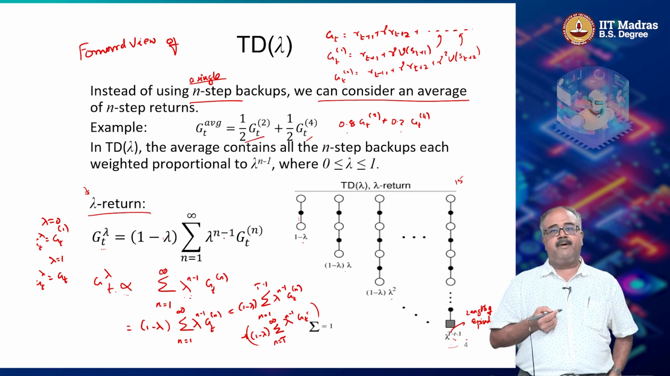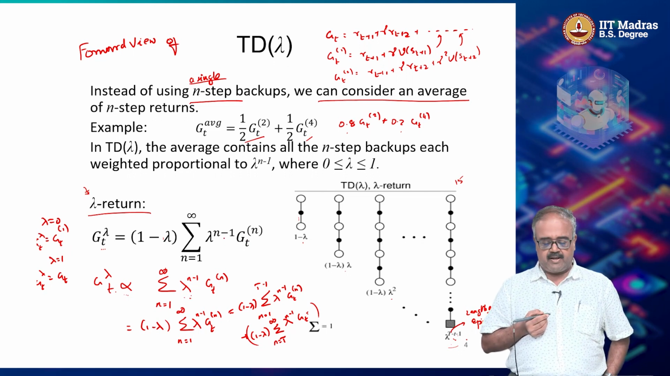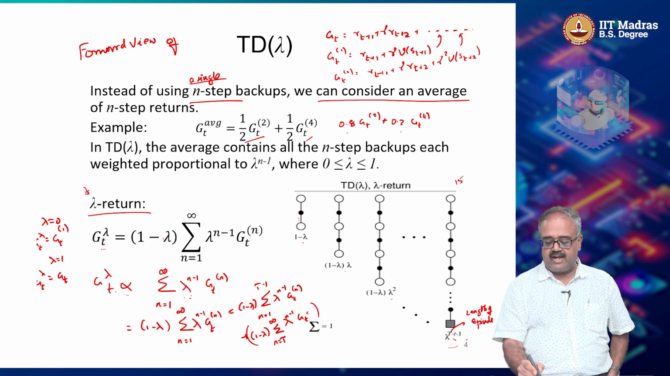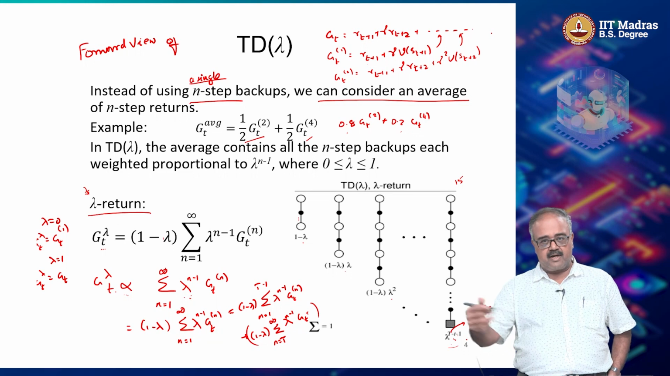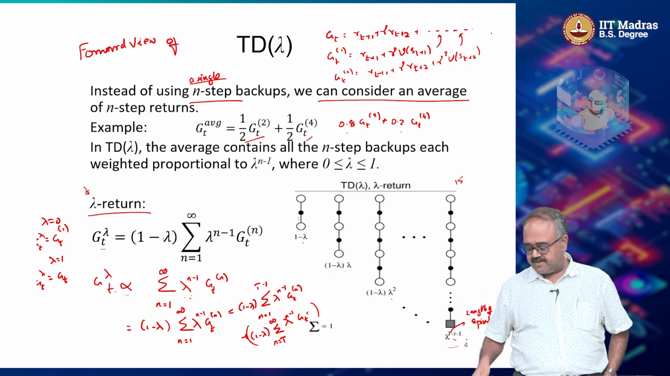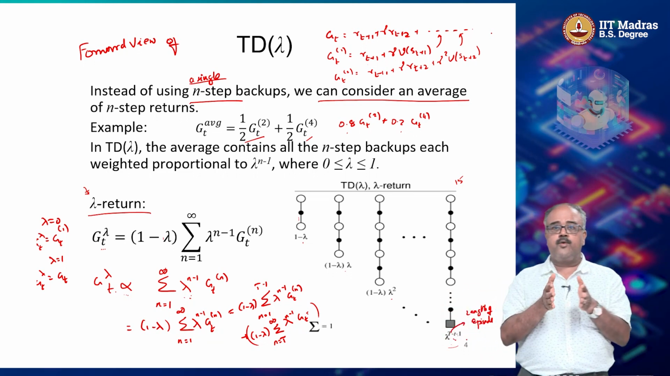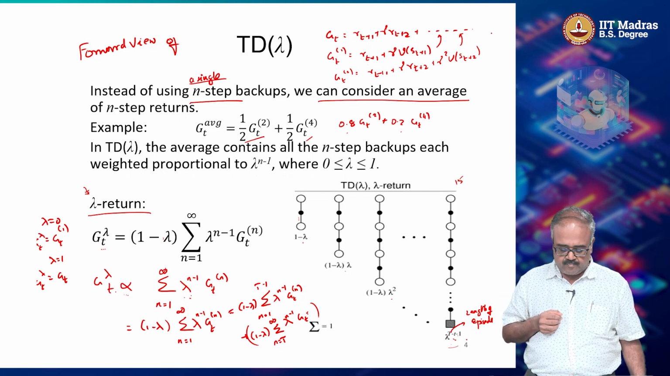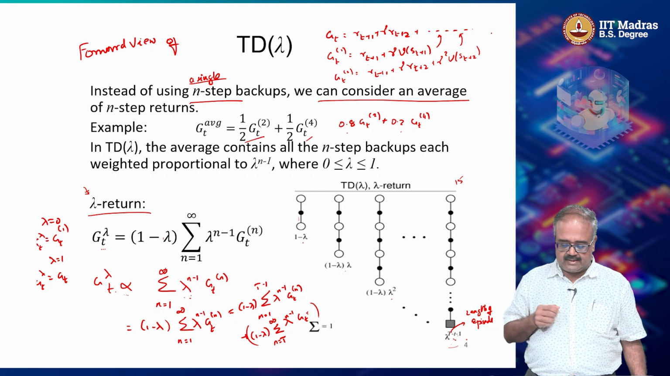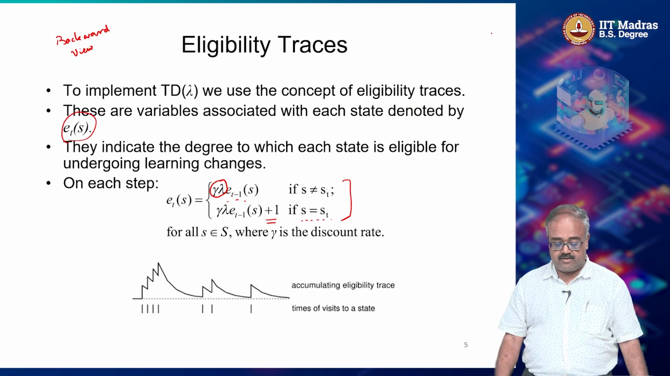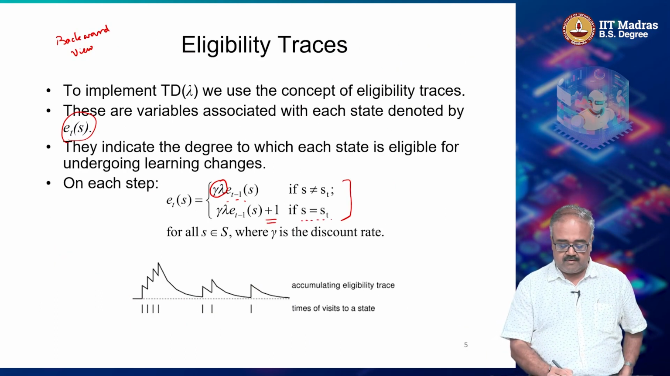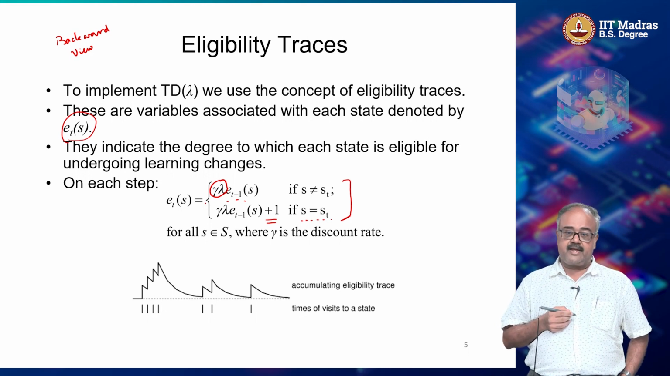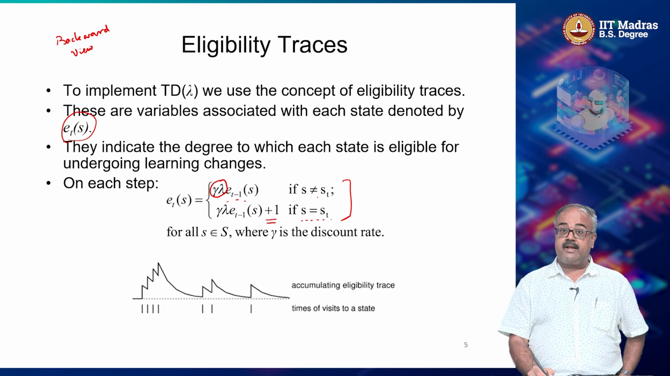G_t^n weighted by lambda to the power n minus 1, and G_t has its own structure. So, G_t^n will have R_{t+1} plus gamma R_{t+2}, and so on for n time steps. Because of that, you have to worry about the gamma also coming into the picture. So, you have to decay the eligibility trace by gamma lambda if s is not equal to s_t.